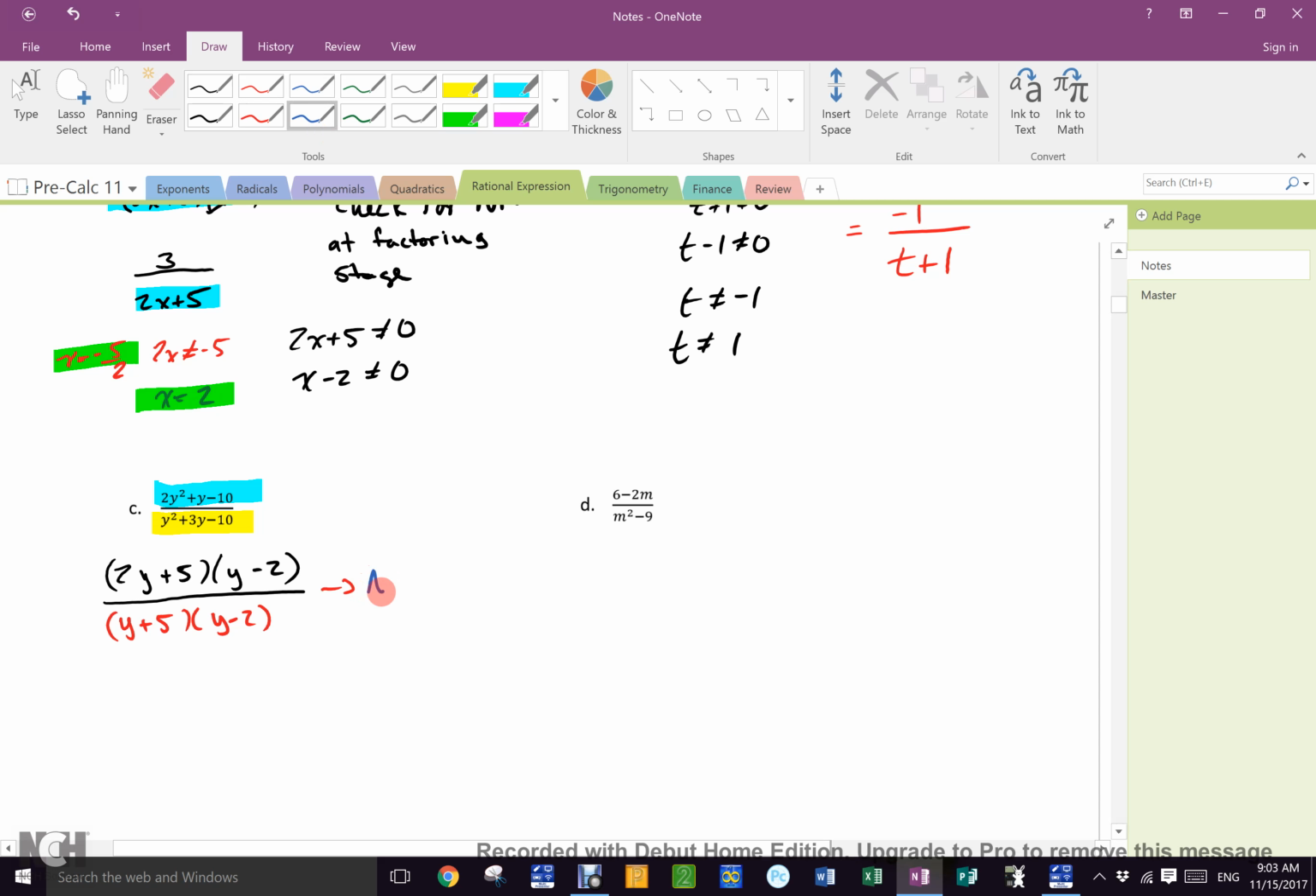That's when I check for my NPVs. And my NPVs are where the denominator is 0, yes? So my denominator right now is y plus 5, y minus 2. Is not allowed to be 0. Now already you guys should be able to tell that without doing algebra. What is it? Right. Y cannot equal negative 5 or 2. Everybody good?